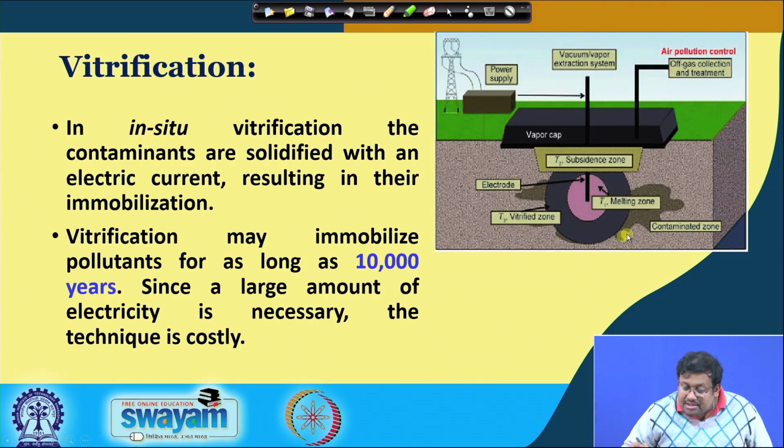As you can see here, this picture shows the different processes of vitrification. There is a melting zone and a vitrified zone, and electrodes are drawing power from this power supply system, and this is the contaminated zone. Vitrification converts the contaminants in the contaminated zone into solid form, and ultimately contains their movement within the soil. So, this is another effective method. However, the only downside is its huge cost and large energy requirement in terms of electricity.